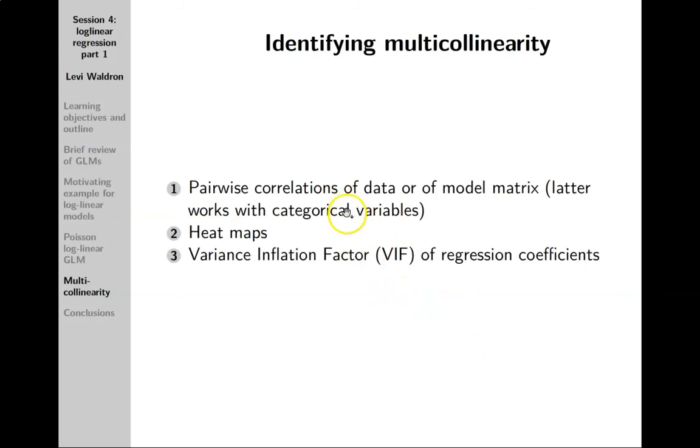One is through pairwise correlation, either of your data or of your model matrix, the latter being easier to use if you have a categorical variable. You can make heat maps, and you can use something called the variance inflation factor of the regression coefficients. And I'll give you some examples of these.